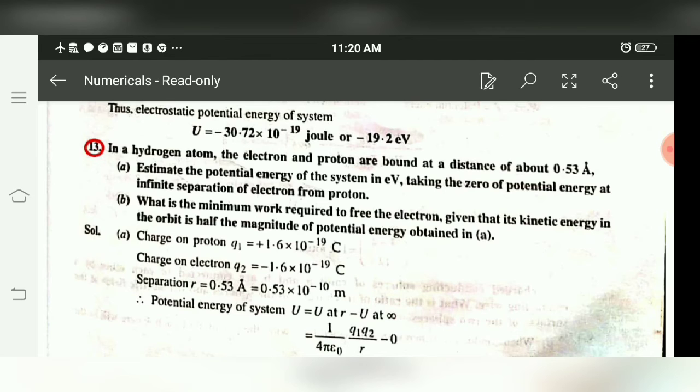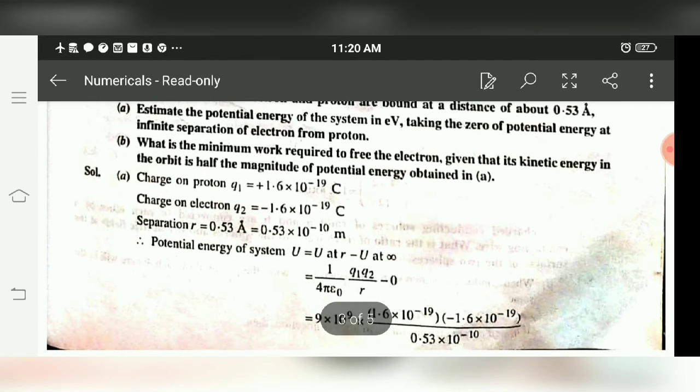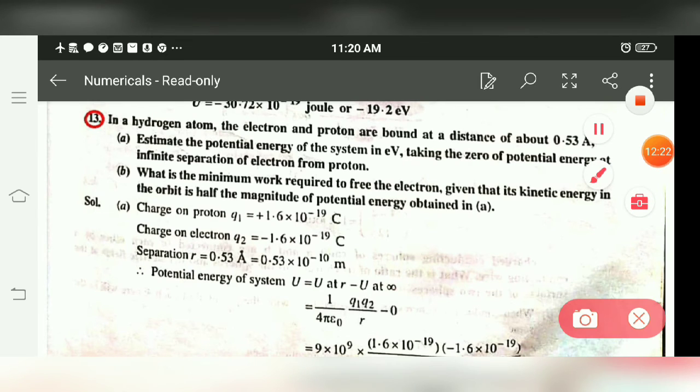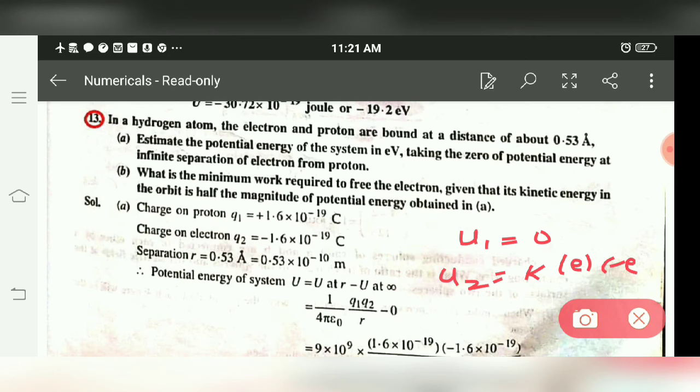First, it is given that a hydrogen atom has 1 electron and 1 proton. If you bring the first charge from infinity, that's 0, but if you bring the second charge from infinity, you have to do work. U1 is 0 here, but U2 is k times proton charge times electron charge upon the distance between them, that is 0.53 angstrom, meaning 0.53 into 10 raised to power minus 10 meter.